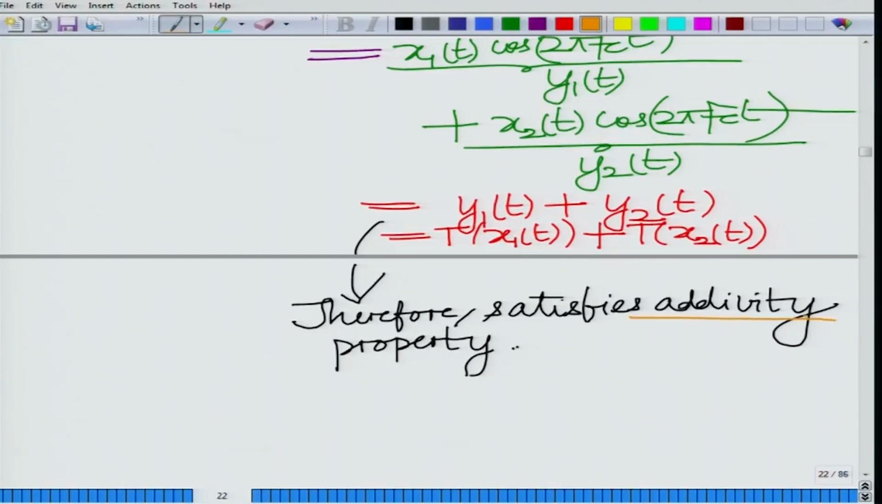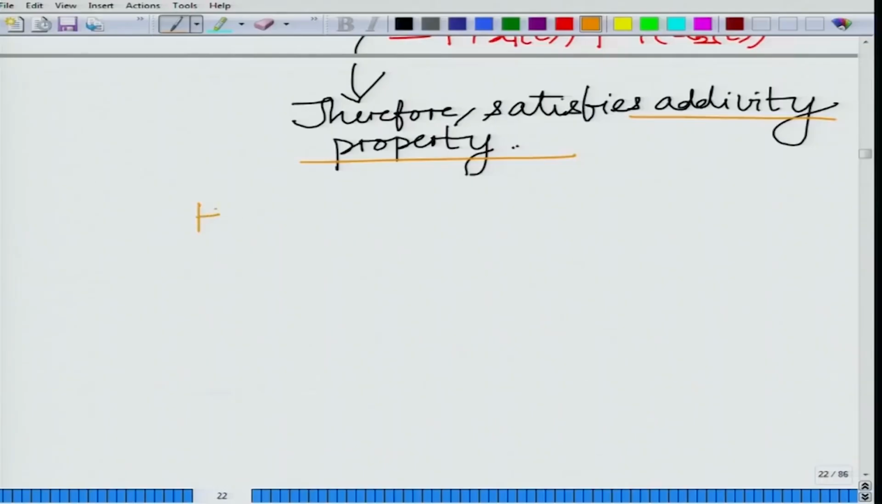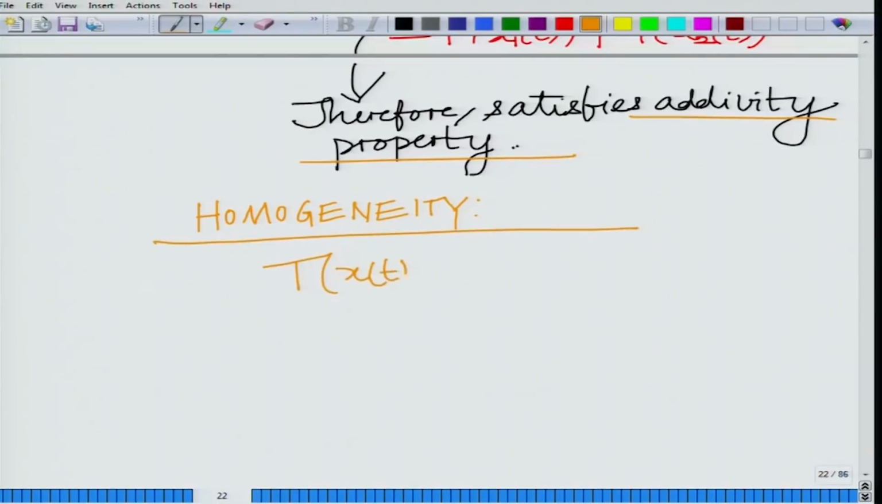So we have seen that it satisfies the additivity property. Now the other property in linearity is homogeneity. We have to check if it satisfies the homogeneity property. So what we want to check next is homogeneity. So let's say again T of x(t) equals x(t) cosine 2 pi fct.